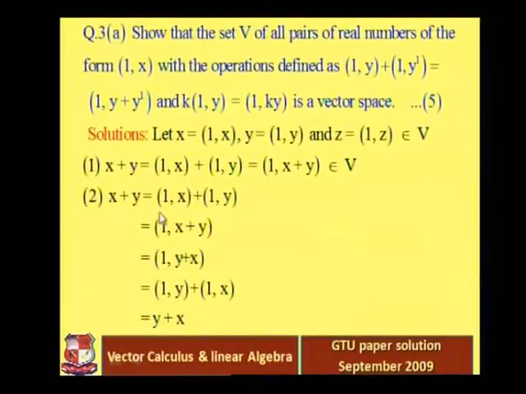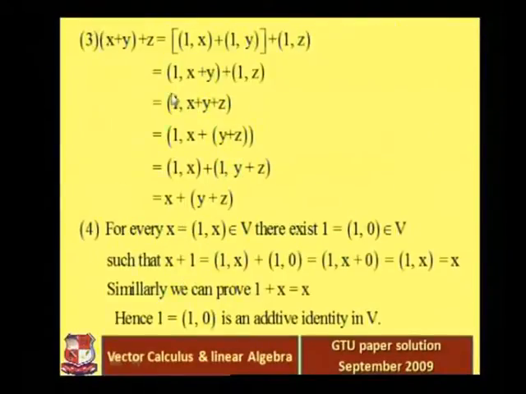Next we have to prove x + y = y + x. Starting from x + y = (1, x) + (1, y), by definition of addition that becomes (1, x + y). Now x + y we can interchange, because of the commutative law in real numbers. So (1, y + x) becomes (1, y) + (1, x), and that is equal to y + x. So x + y = y + x.